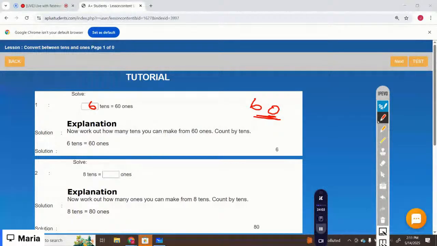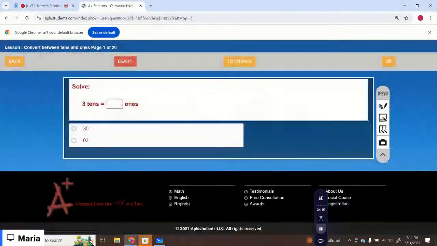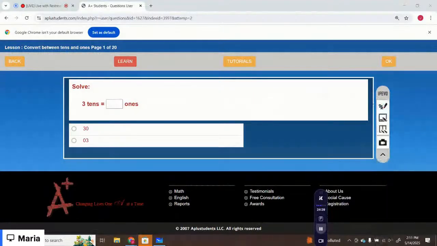Let's start with the next question. 3 tens means we have 30, right? That means 3 tens together make 30. So we have 30 ones, and the option is 30 ones. Option number 1 is the correct option.